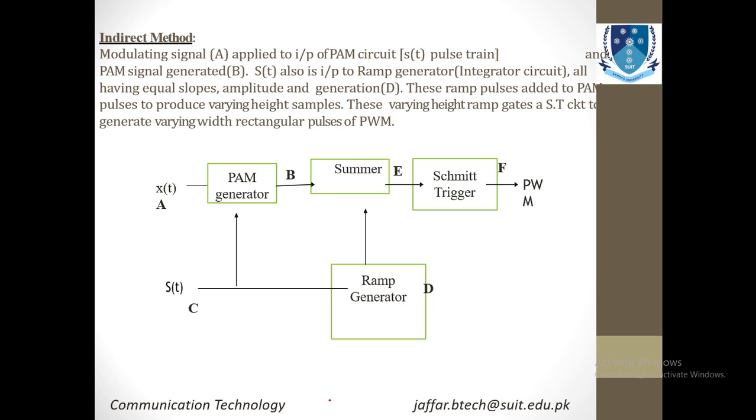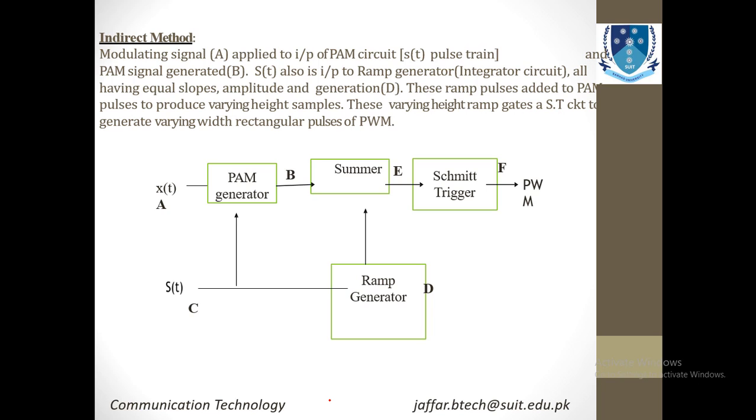Let's talk about the indirect method. In the indirect method, the modulating signal, let's say A, is applied to the input of a PWM circuit, and this is not a single signal, it is basically a pulse train, and a PWM signal is generated, let's say B. S of t is your message signal, and it is also applied to the input of the ramp generator, all these having slopes, amplitude and generation D. Then in the next step, the ramp pulses are added to the PWM pulses to produce varying height samples, and these varying height ramps get short circuited to generate varying width rectangular pulses of PWM.